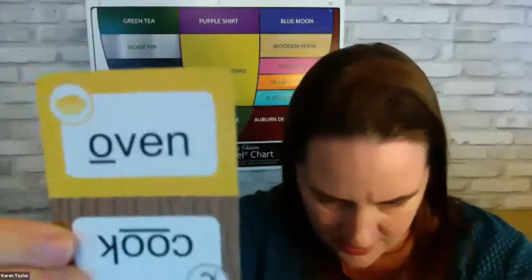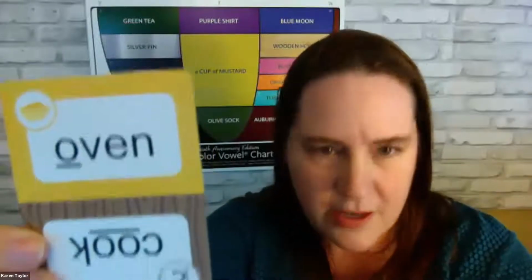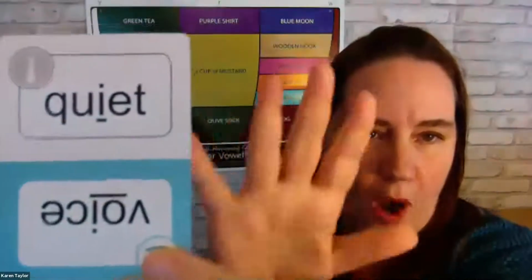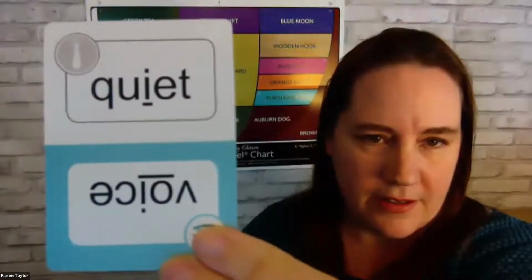A cup of mustard oven, a cup of mustard because. White tie why, white tie quiet. I don't have one. What are you going to do? You don't have a card to match. You just draw another one.